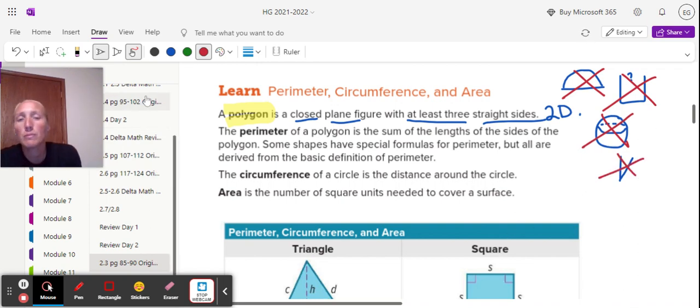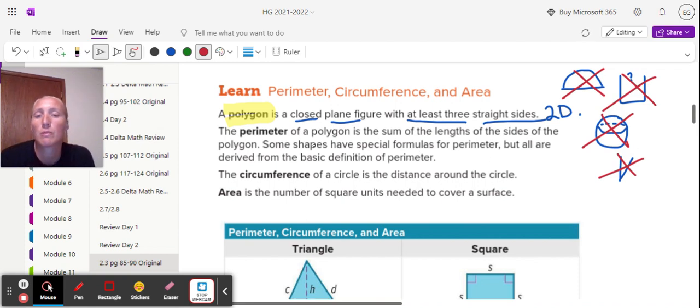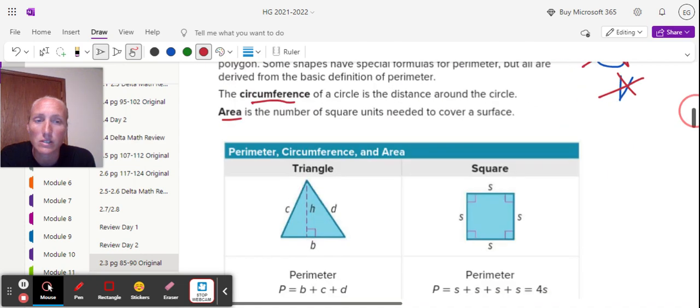Okay. The perimeter of a polygon is the sum of the lengths of the sides of the polygon. Some shapes have special formulas for perimeter, but all of them are based on that idea of adding all of the sides together. So you've got perimeter there. Circumference of a circle is the distance around the circle. Circumference is the special name for perimeter of a circle. And then area is the number of square units needed to cover a surface. We think about area like covering whatever that surface is. So think of perimeter as being the fence around a yard, and area being the amount of grass that's in a yard. Those are kind of the differences there.